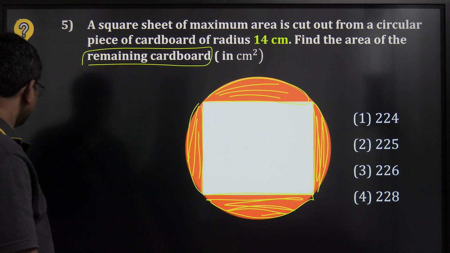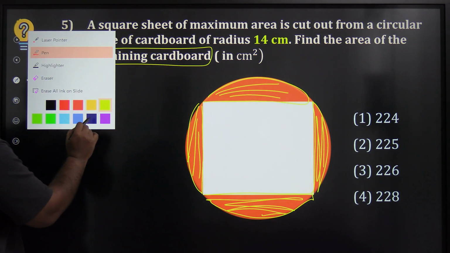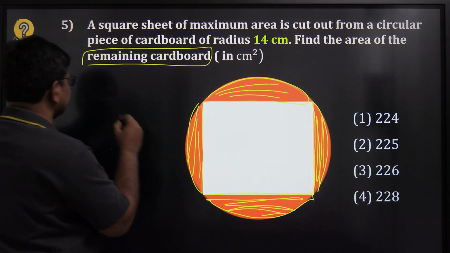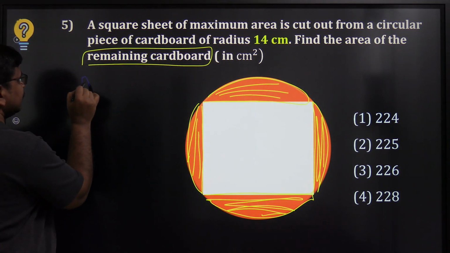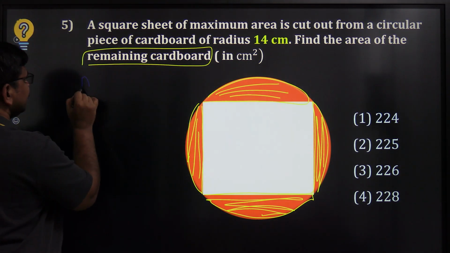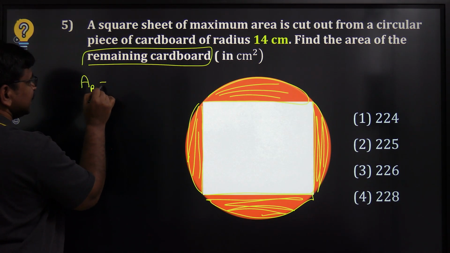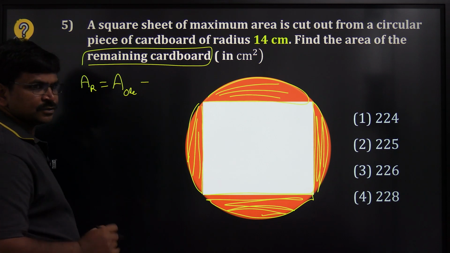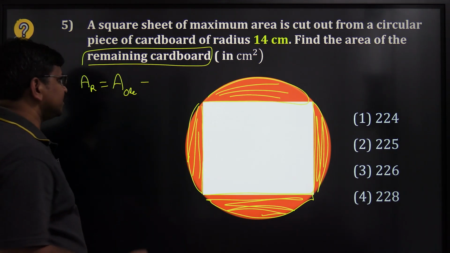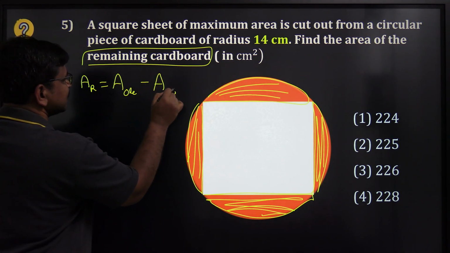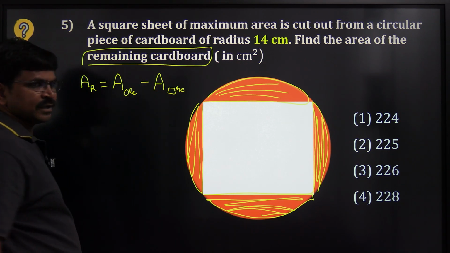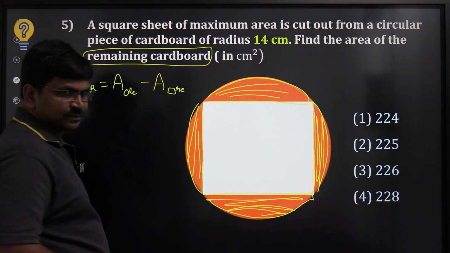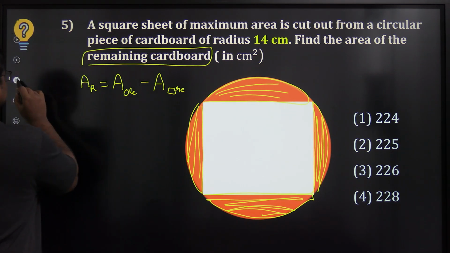So to estimate this, we first calculate the total area. So the area of the remaining part is the area of the circle minus, so from the area what is taken? The square. So the area of the square. Yes. So first we need to find out the area of the square. What is the area of the square?